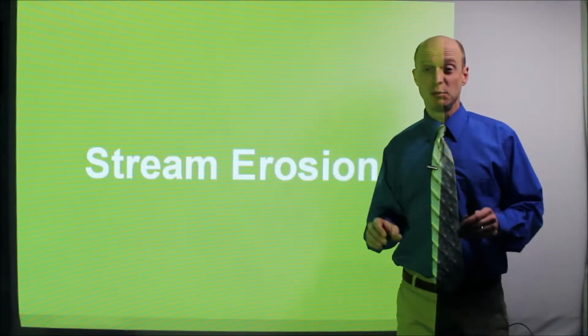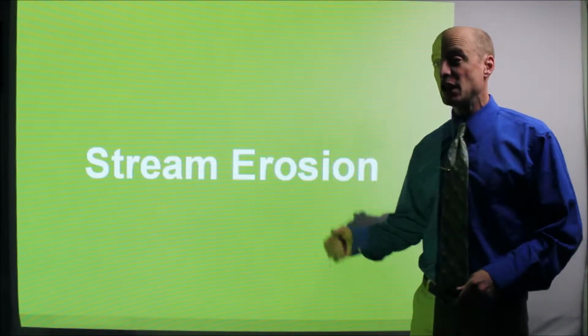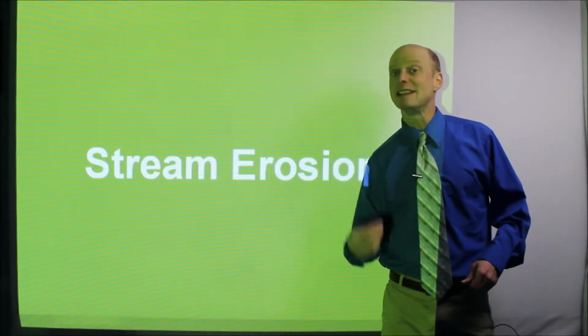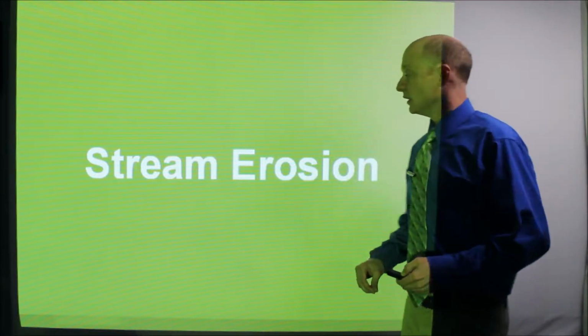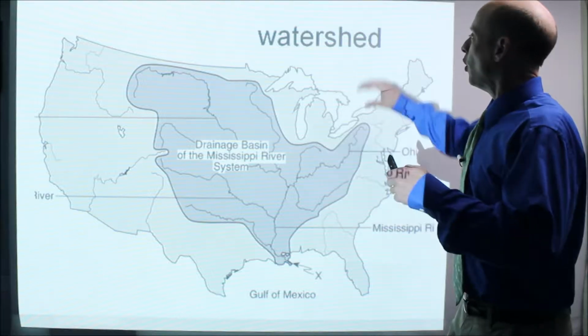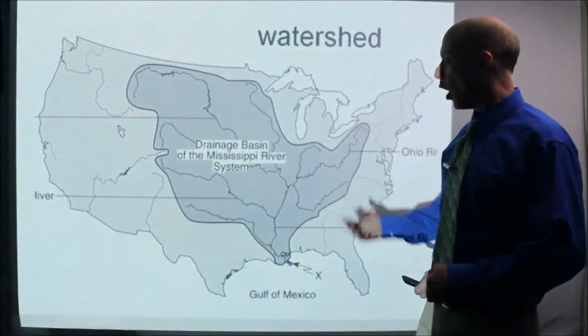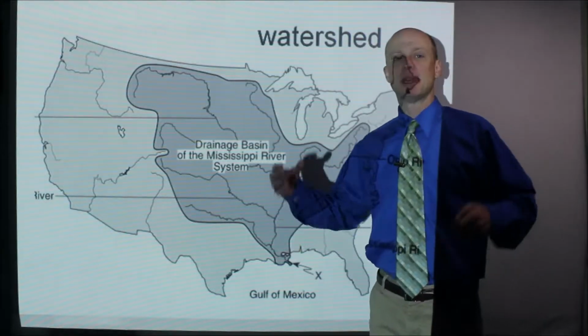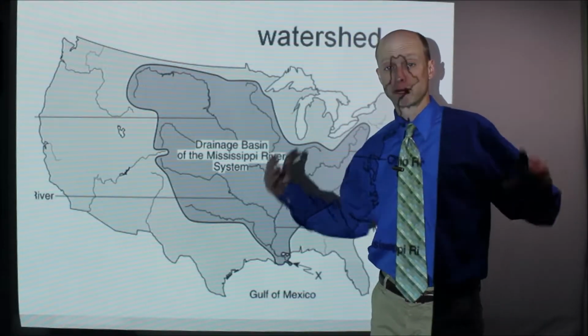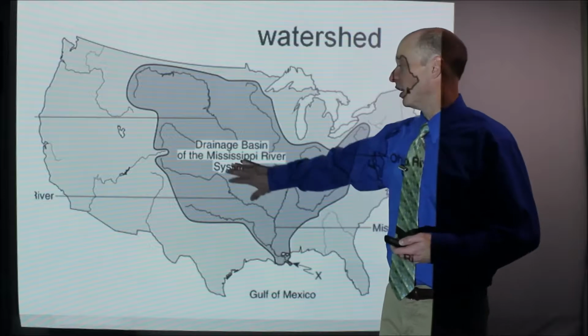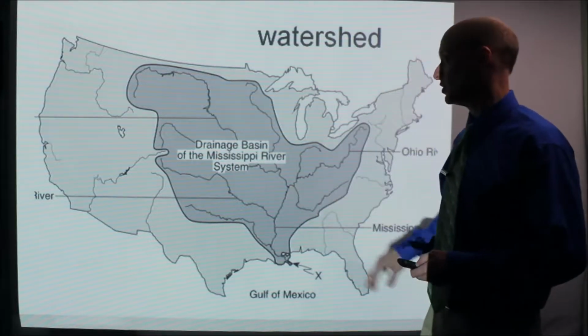Stream erosion. This is important because this is the number one agent of erosion acting on Earth right now. So let's go into some basics here. We're looking at the term watershed. Here, outlined in gray, is the watershed of the Mississippi River. That is basically all the land where the runoff will drain into the Mississippi River. It's also called a drainage basin, so notice how large it is here.